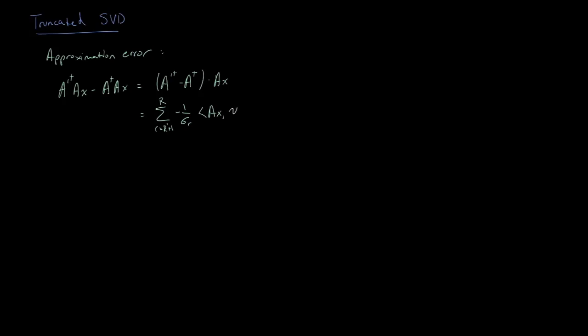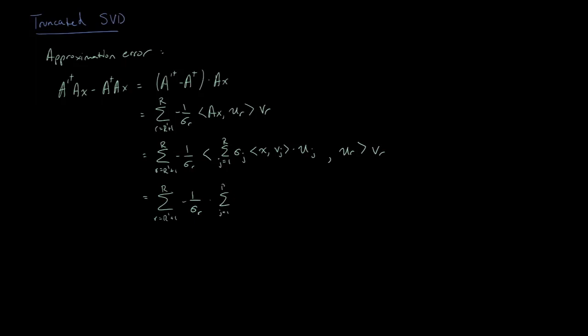Now, if we express A times x in terms of the SVD as the sum from j equals 1 to r of sigma j times the inner product between x and vj times uj, then we can rewrite this term as follows. Now, if we simply rearrange this using linearity by pulling this sum outside of this outer inner product, then what we're left with is the sum from j equals 1 to r of sigma j times the inner product. These are all just constants, times the inner product of uj with ur.